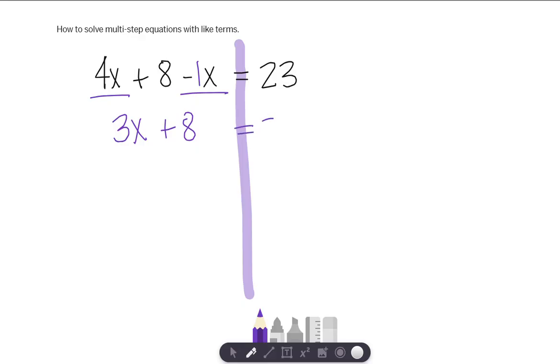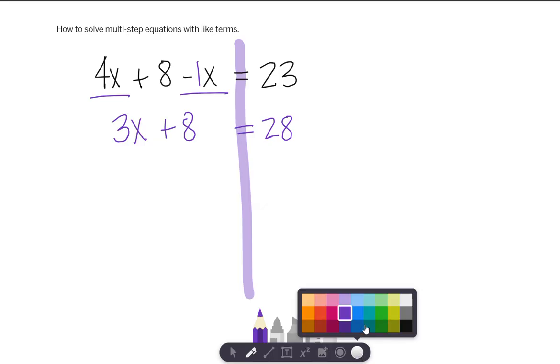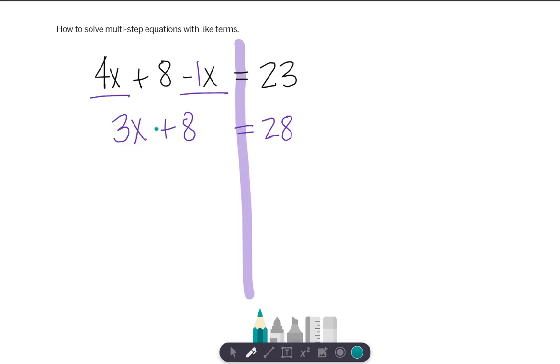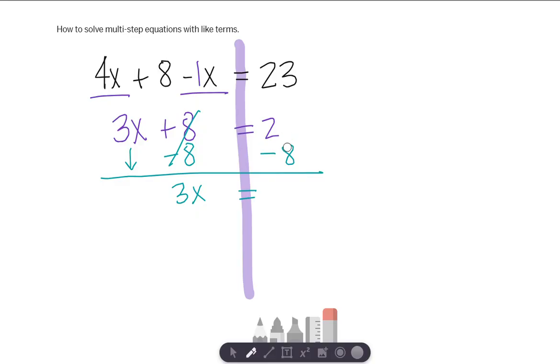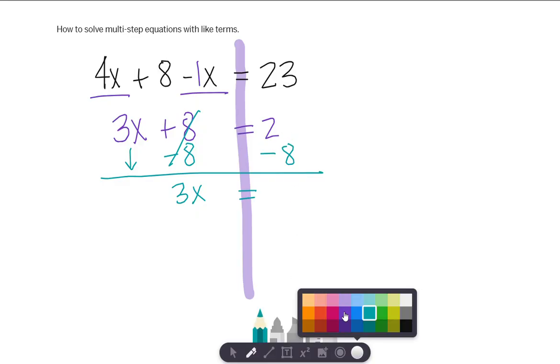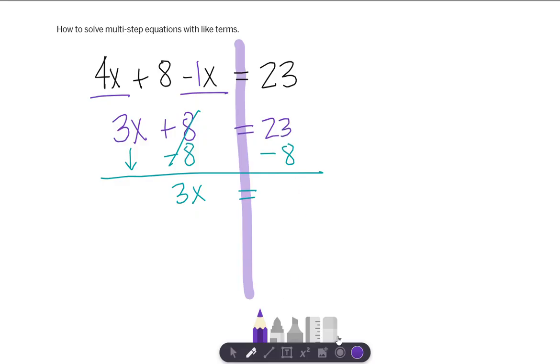And now I just have a simple two-step equation where I can solve with inverse operations. So the first thing I want to do is deal with this plus 8. I need to make it go away by subtracting it. And if I do it on one side, got to do it on the other. This becomes 0. Bring this down. Now I have 3x is equal to, oh, this is not 28. Hold on. This was supposed to be 23. Sorry. All right. So then 23 minus 8 gives me 15.